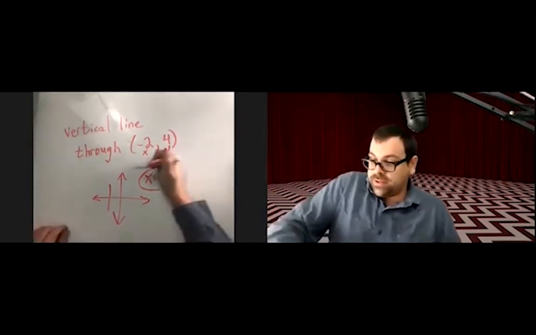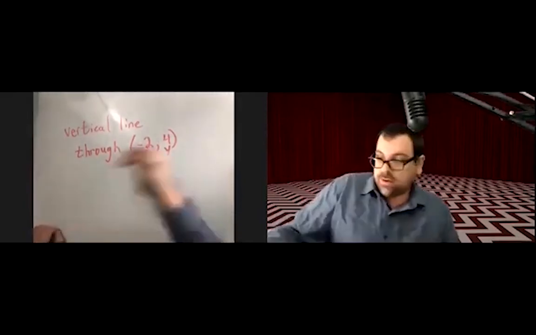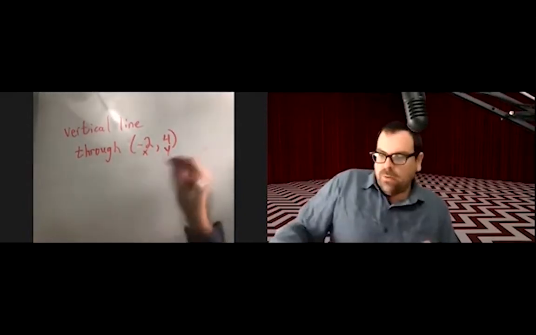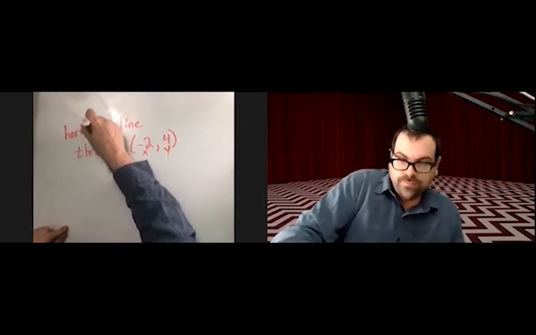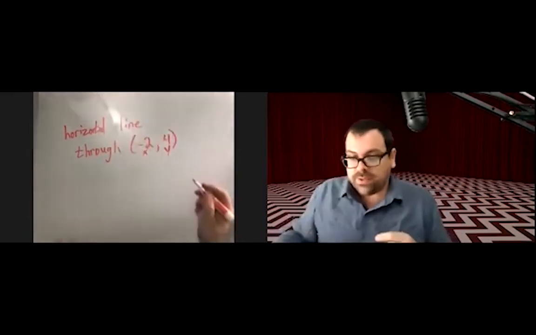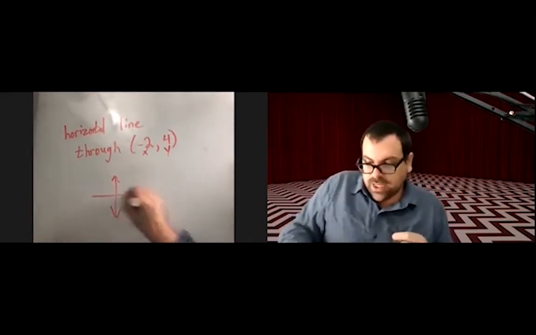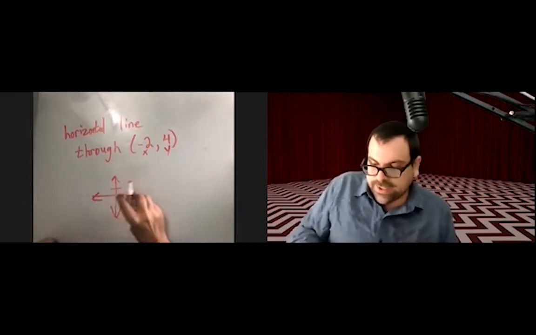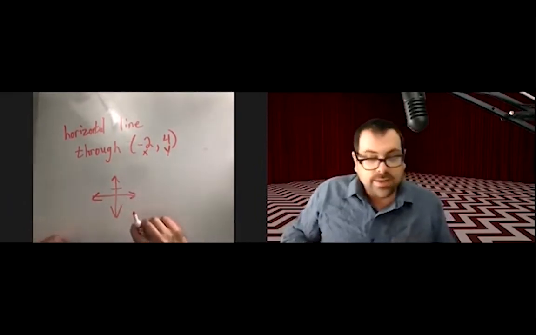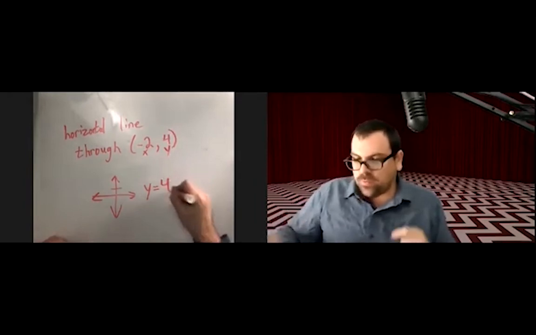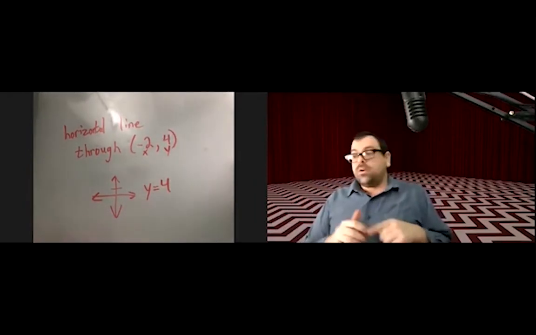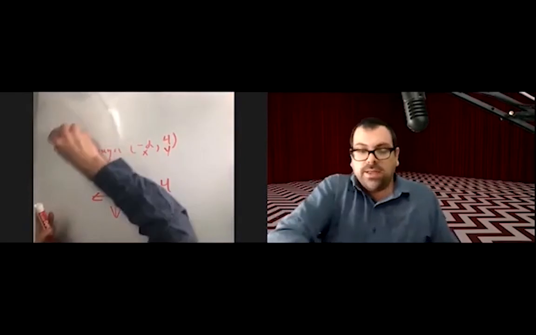Same logic, if I wanted the horizontal line through the same point, a horizontal line strikes the y-axis. Therefore, it's y equals a number. In this case, y equals 4. We can add parallel and perpendicular stuff on top of that kind of problem.